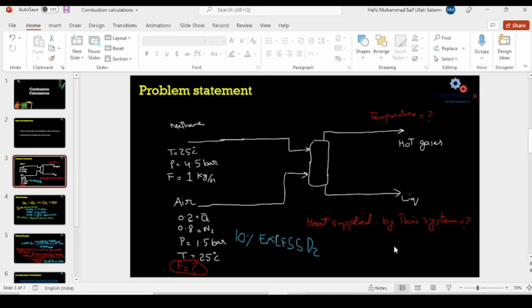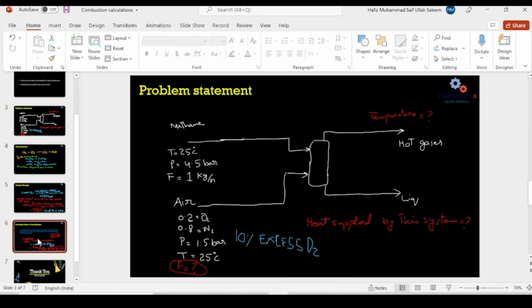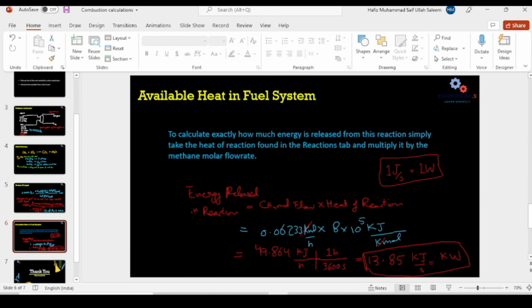And the second thing that was asked here, heat supplied by this system. So how we can find it out? For that you just have to simply calculate exactly how much energy is released from the reaction, simply take the heat of reaction found in the reaction tab and multiply it by the methane molar flow rate. Okay, so from where we can have the heat of reaction?